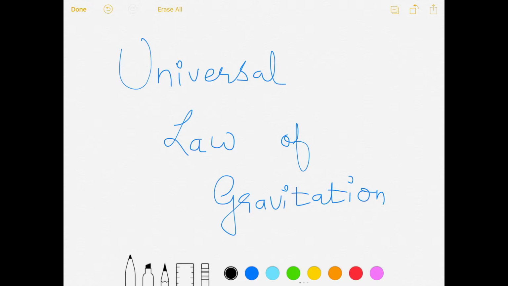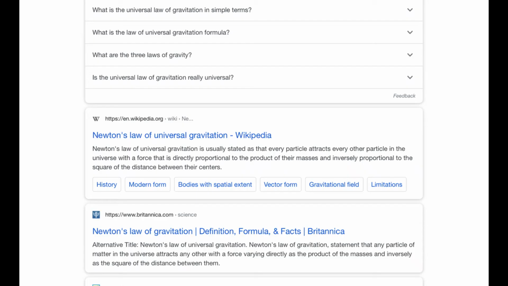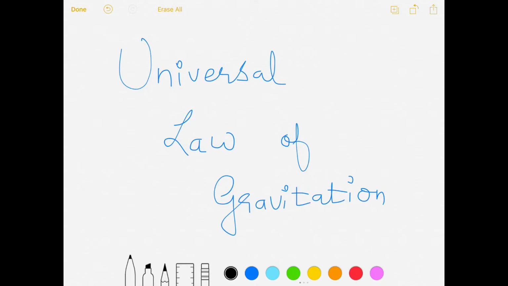In this session we are going to talk about the universal law of gravitation. In terms of Newton, the law is stated as: every particle attracts every other particle in the universe with a force that is directly proportional to the product of their masses and inversely proportional to the square of the distance between their centers. So this is how the universal law of gravitation is stated.